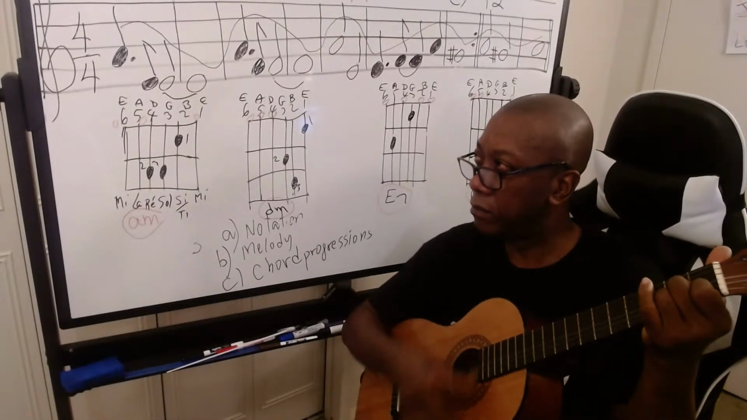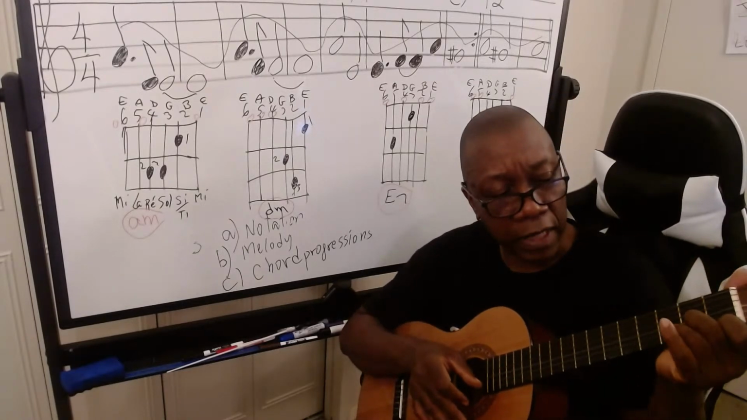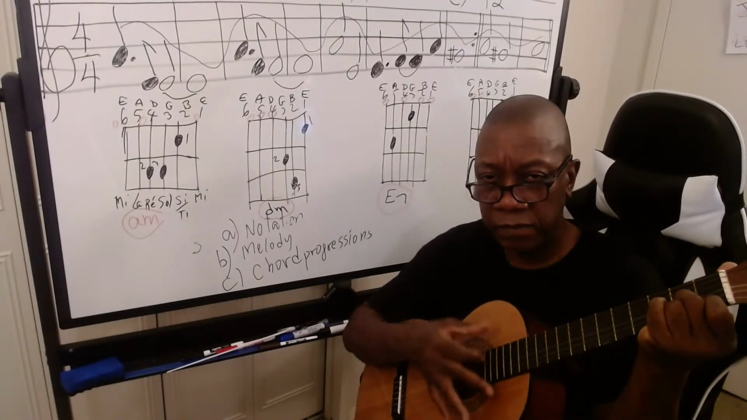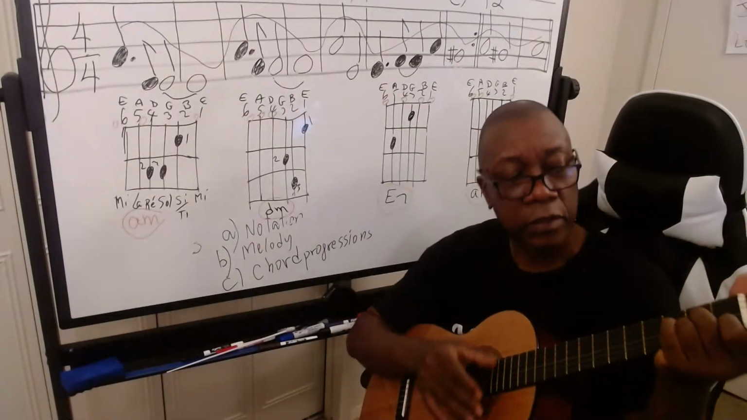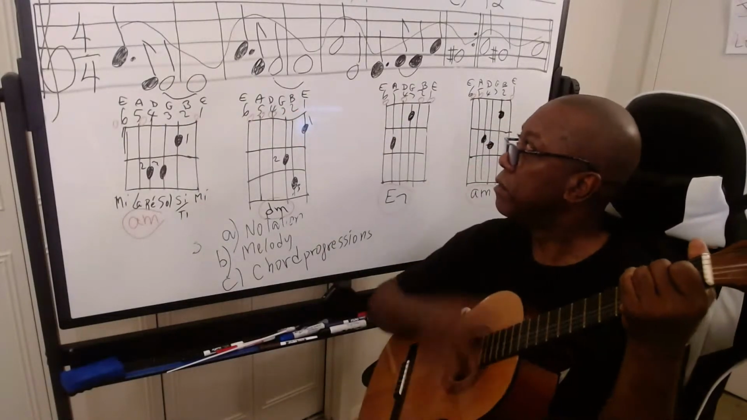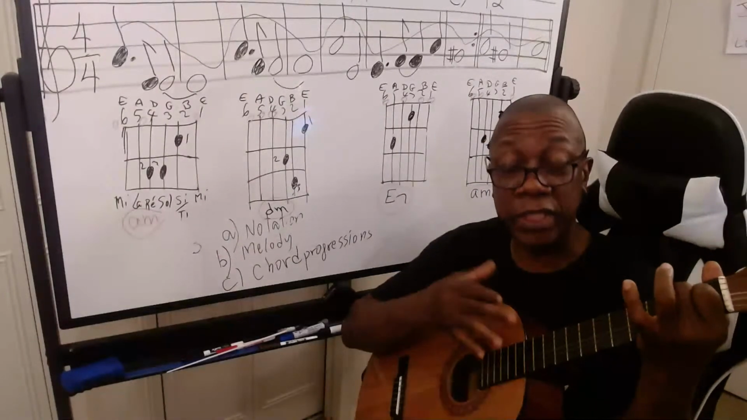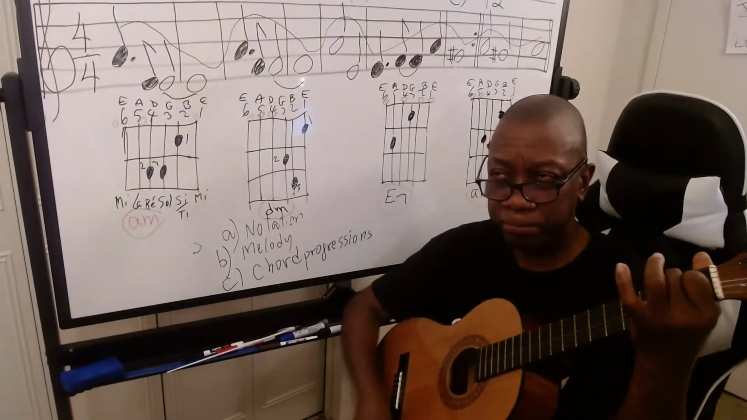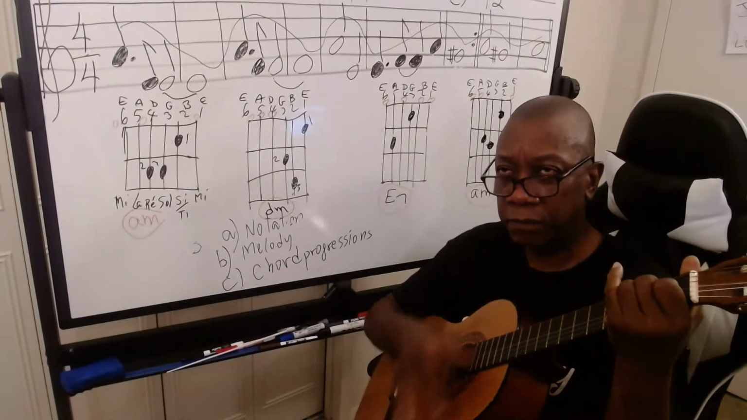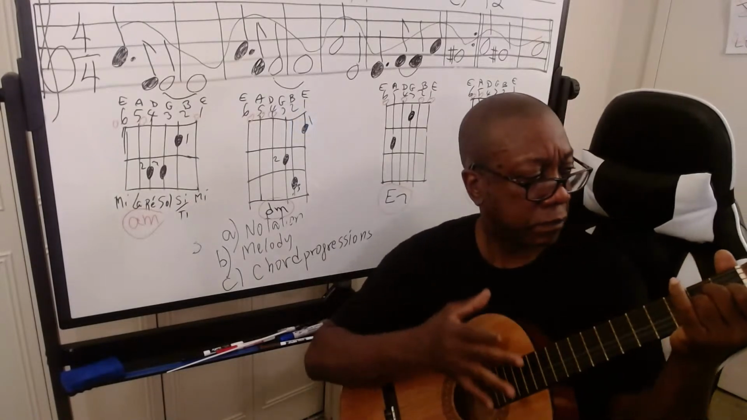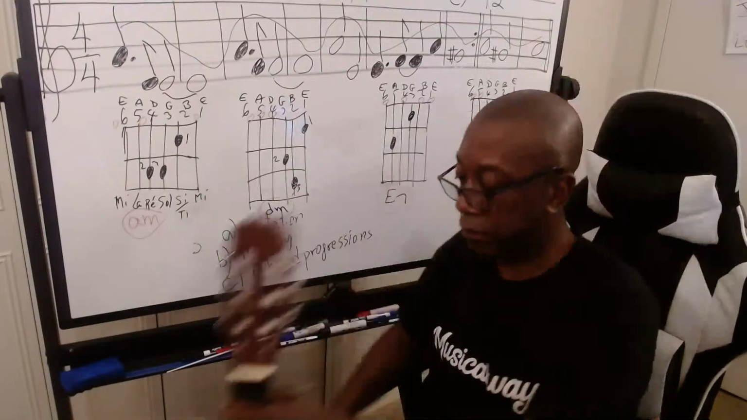Then goes the D minor. Back to A minor. E major 7. And return home to A minor. Okay, let's talk about it.